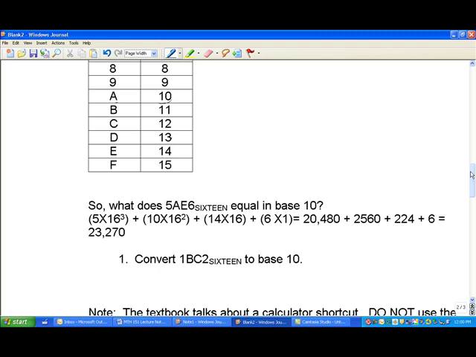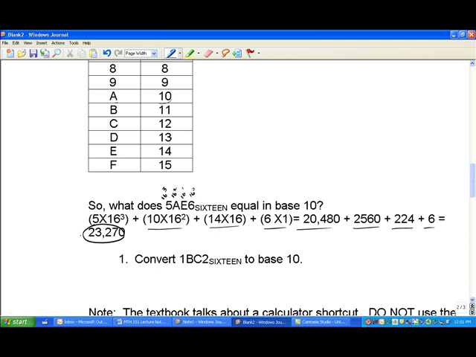So the question is, what does 5AE6 base 16 equal in base 10? Well, we do it the same way. This is 16 to the 0, 16 to the 1, 16 squared, 16 cubed. And what we do is we take 5 times 16 cubed, that's going to give us 20,480, 10 times 16 squared, 14 times 16, and then we have our 6. And that gives us the final result, which in base 10 would be 23,270.